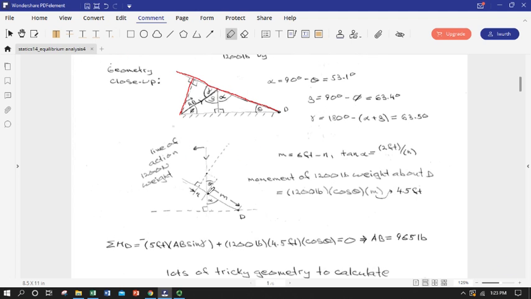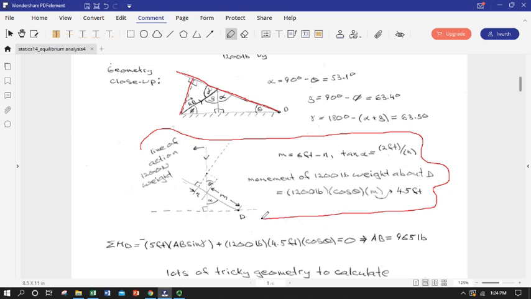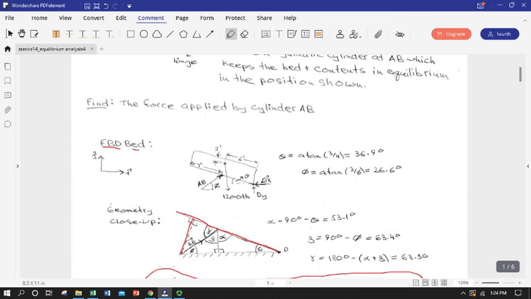So we can also use dimensions and right triangles to project our line of action of our force up into the bed, and use that to get a moment for our weight. So this section here is a little special treatment, getting the moment of the 1,200-pound weight about point D.